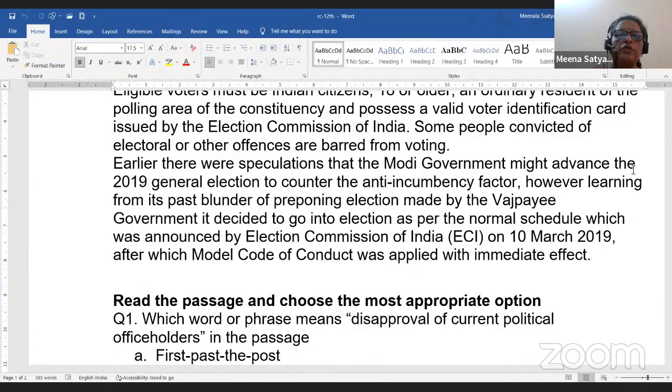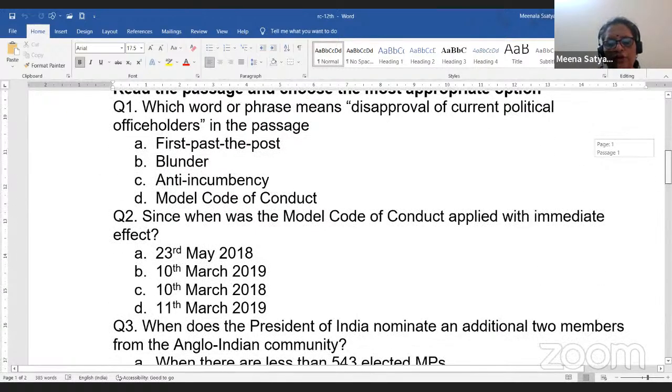Now, if you have seen this word, advance the 2019 general election. Advance is actually meaning prepone. So we never use the word prepone unless and until it's essential, like this, preponing the views. So advance elections is nothing but bringing the date further.